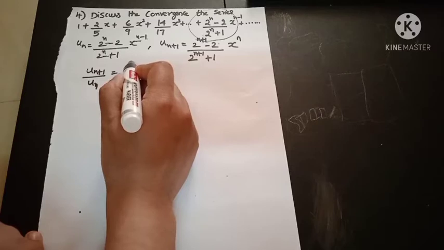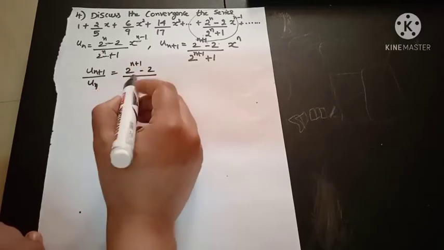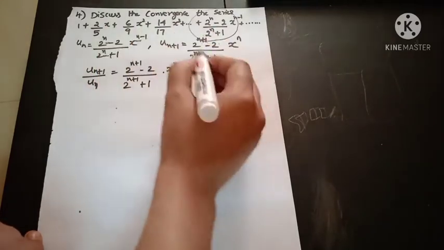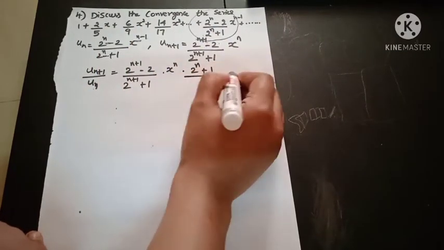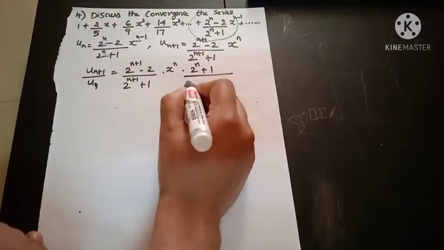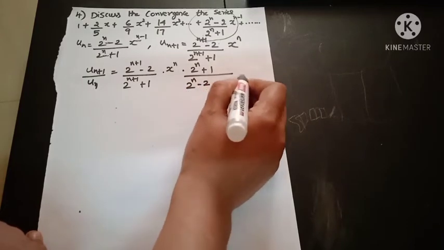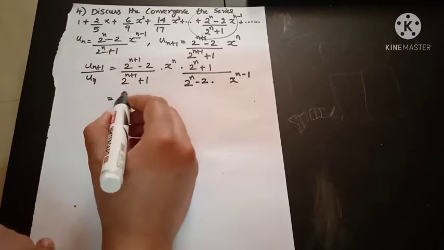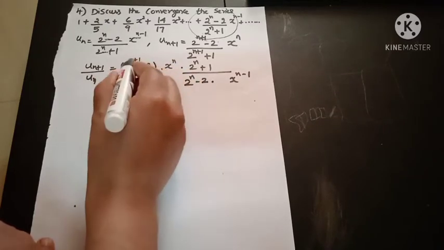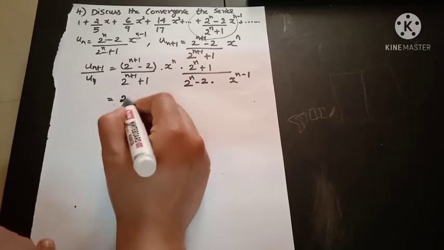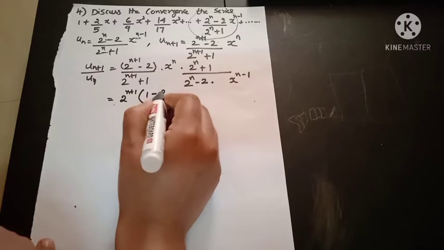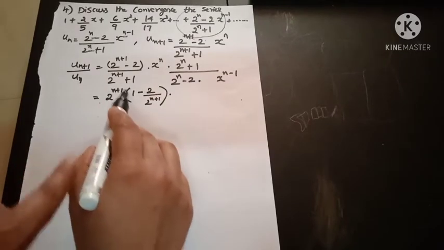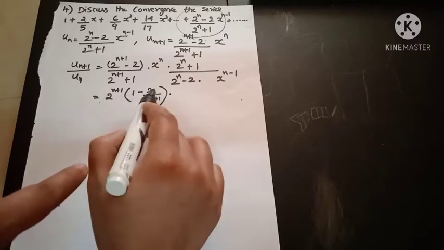Next step is finding out the ratio of these two. Un plus 1 is 2 to the power of n plus 1 minus 2 by 2 to the power of n plus 1 plus 1, into x to the power of n, into un, which is this part goes to the numerator, 2 to the power of n plus 1, and this whole thing comes to the denominator, 2 to the power of n minus 2, into x to the power of n minus 1.